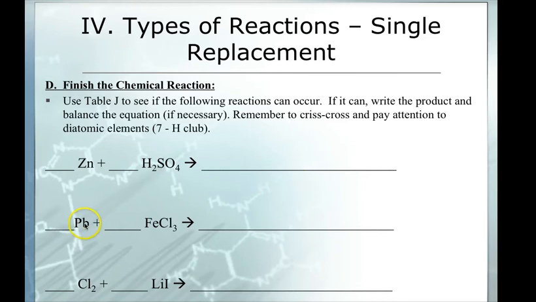Same thing here. Look up Pb and Fe. If Pb is higher on table J than Fe, the reaction will occur. The Pb will then replace this. In this one, you got to be careful because now you're not looking at the lithium, you're looking at the iodine because that's a nonmetal. So if chlorine is higher than iodine, this reaction will occur. And I'm not going to really spend the time doing that in this section because it would just take way too long for the video.